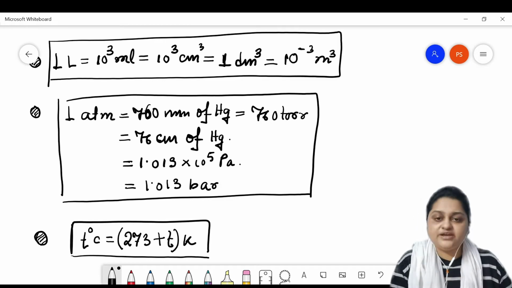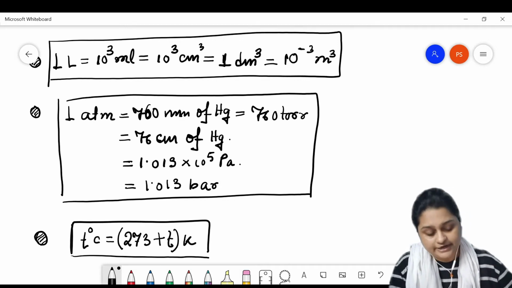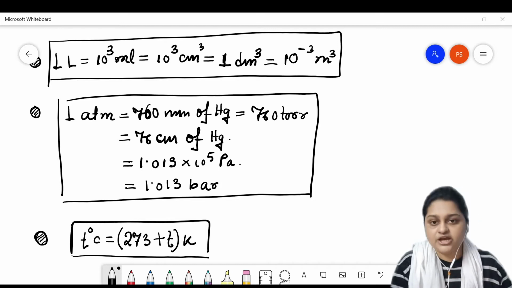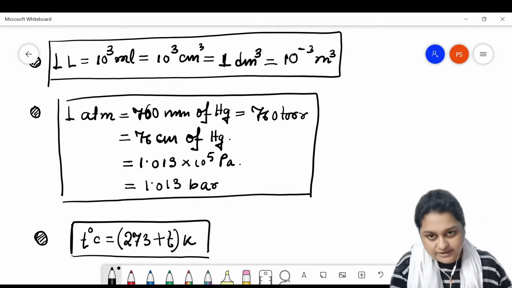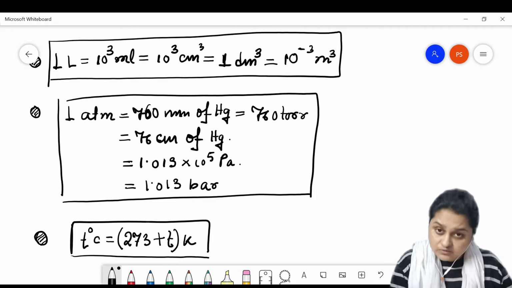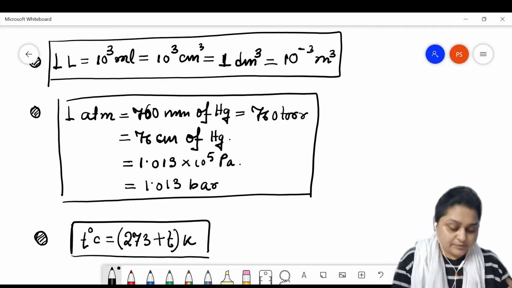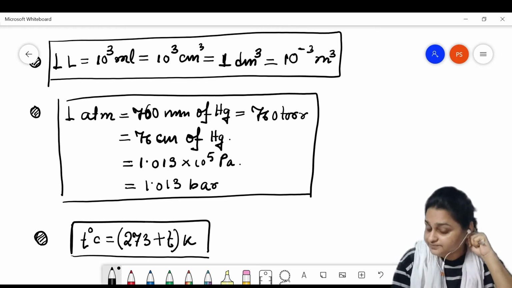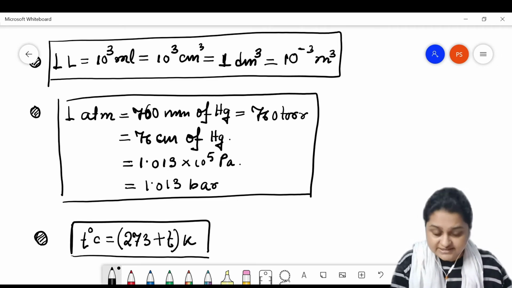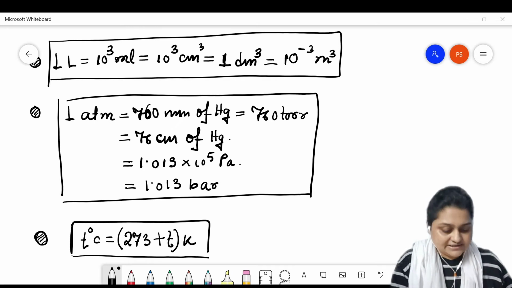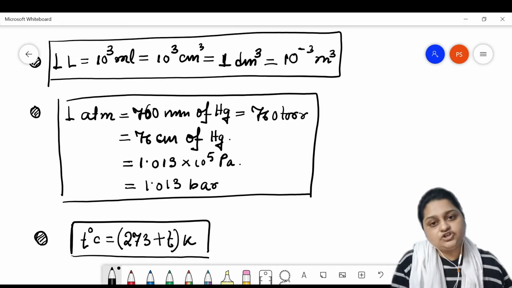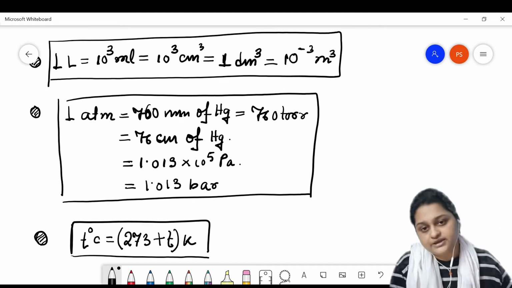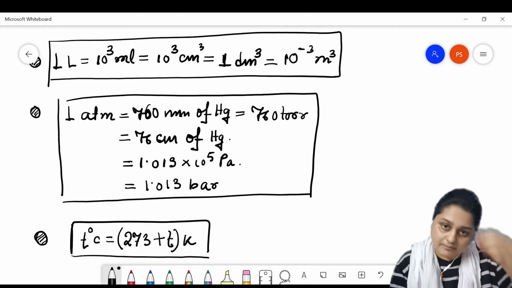The pressure of the gas arises when the constantly moving particles collide with the wall of the container, and it is measured with the help of a device known as a barometer. It is found that atmospheric pressure at 0 degree Celsius is equal to the pressure exerted by a 76 centimeter height column of mercury.